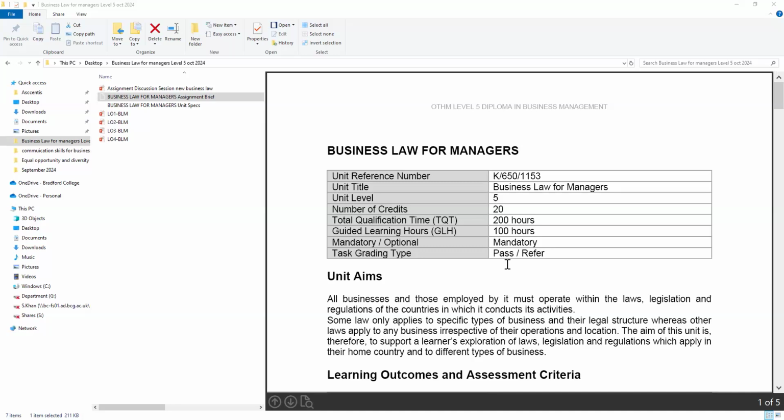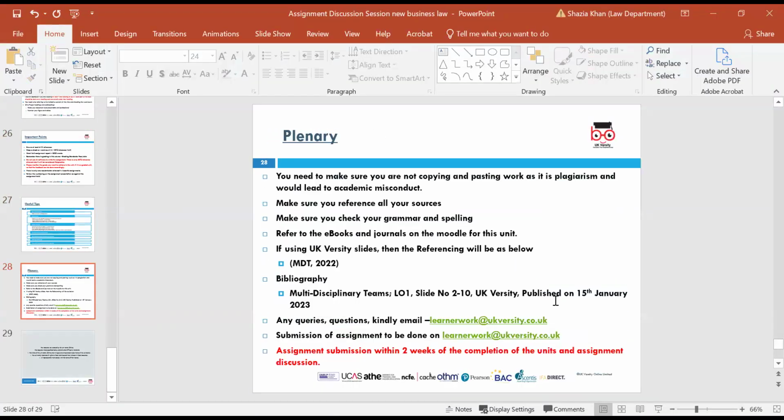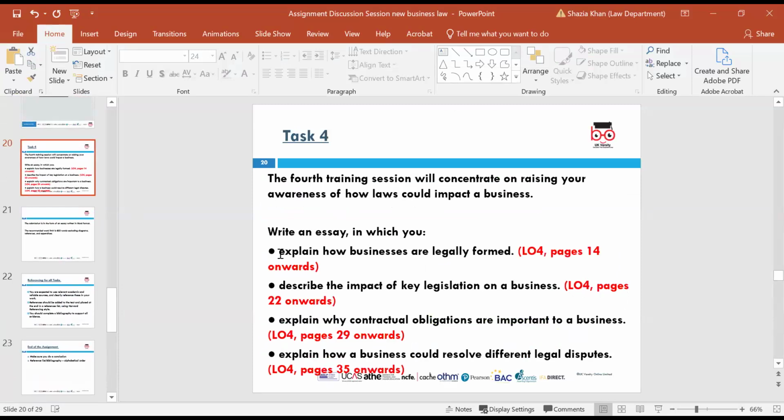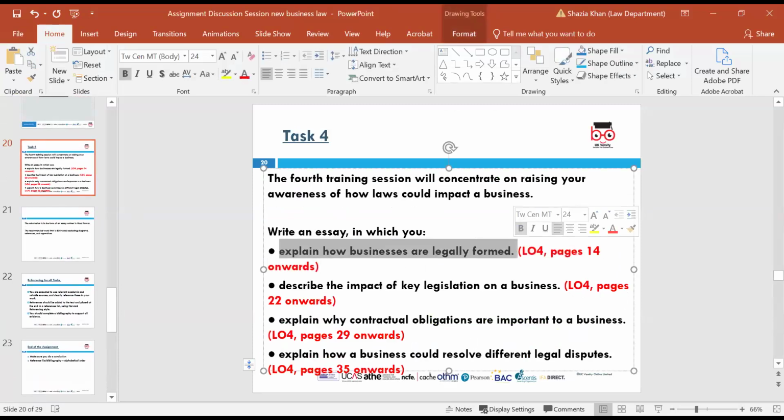So just going back to the slides, if you have any questions, make sure you are reading the tasks properly. Make sure you are not using AI as you have the tolerance of under 20%. If you need to ask any questions about submission of your assignment, make sure you email learnerwork@ukvarsity.co.uk and make sure you stick to the guidance. When you are doing the tasks, as I keep mentioning to you, just going back to task 4 as an example, that is your heading, and make sure you write under that.